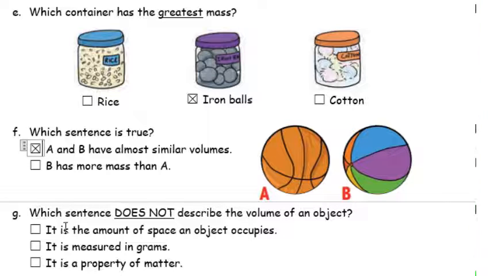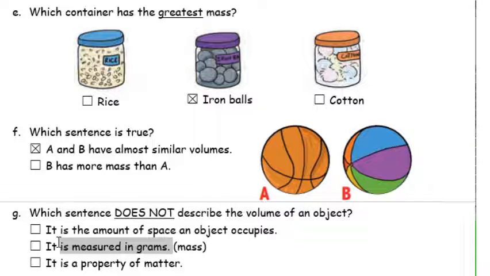Yes, it is. So this one is true. We cannot choose it. It is measured in grams. What do you think? What property of matter is measured in grams? It is the mass for sure. So this is a wrong answer.